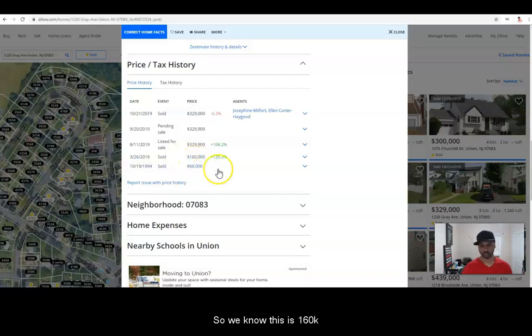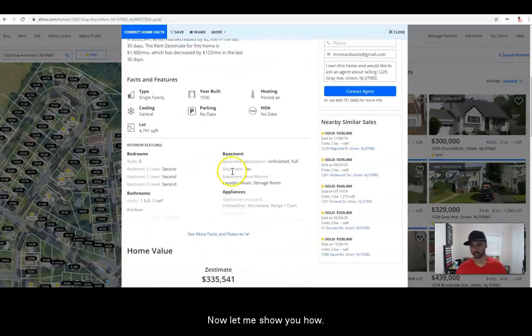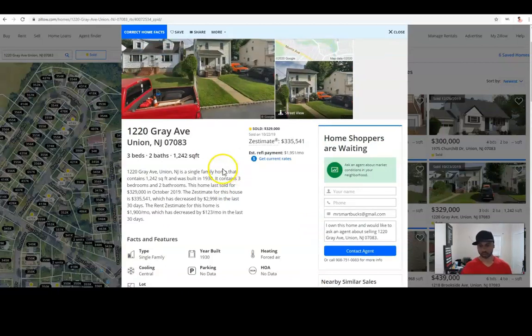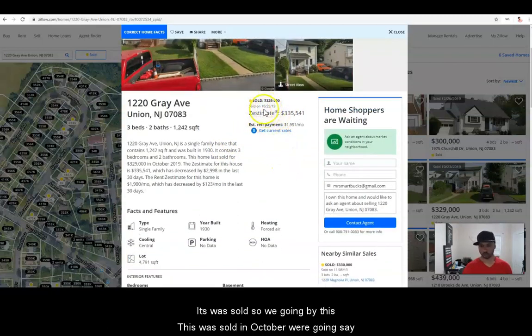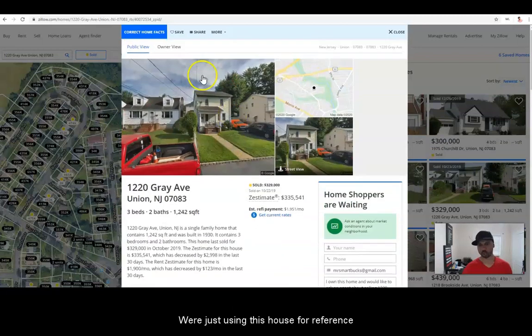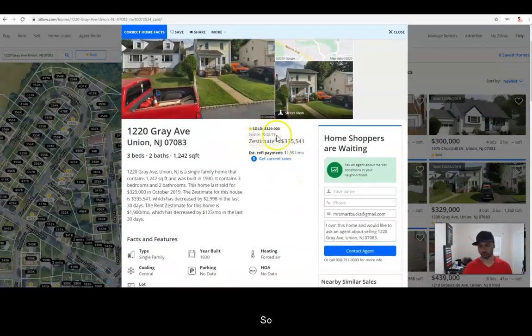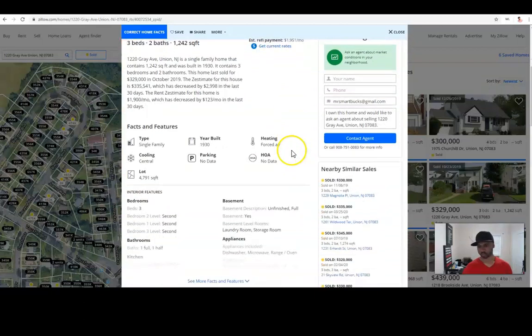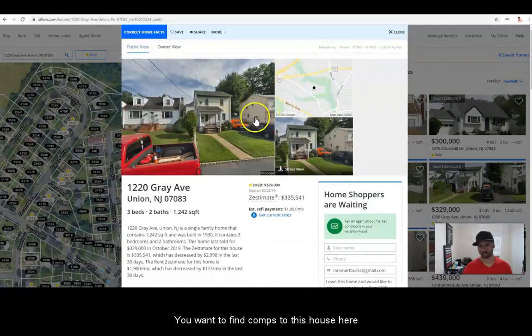So we know this is $160. Now let me show you how to find the comps. This went for $329. That's a comp. It was sold. So we're going by this. This was sold in October. We're just using this house for reference. So $329. You want to find comps to this house here.